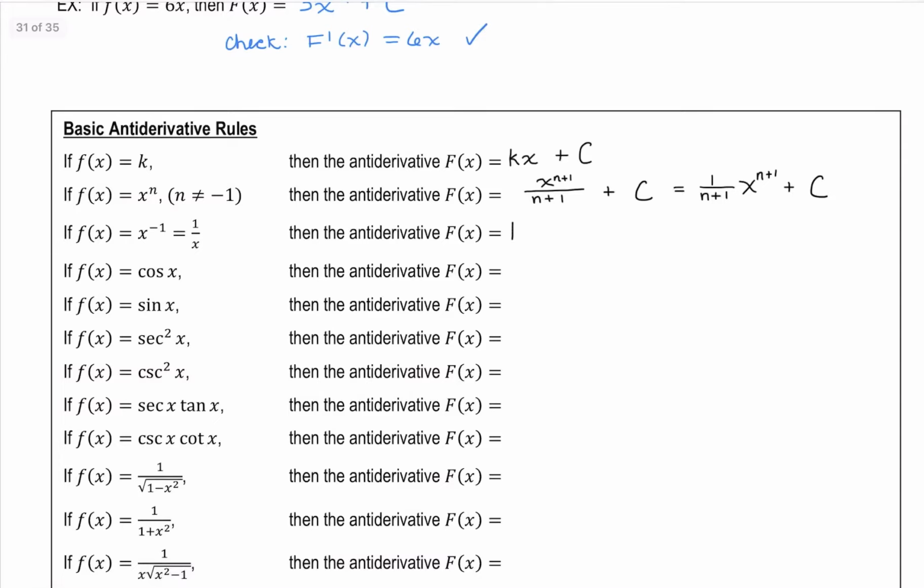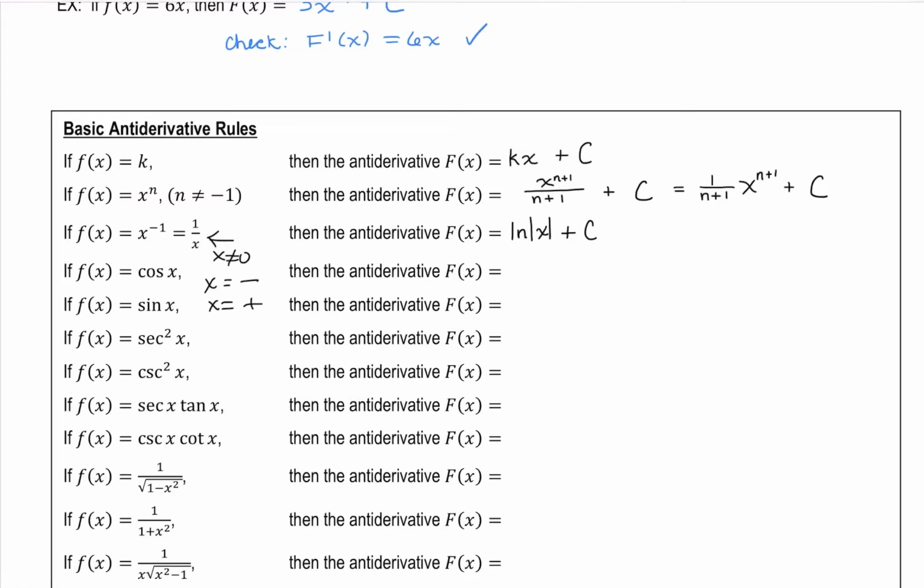But we do have an extra, instead of just natural log of x, we have a little extra thing we got to do here. It's going to be natural log of the absolute value of x. And kind of the reason is over here in the original, this 1 over x, obviously if you're starting off with 1 over x, the only thing that x can't be is 0.